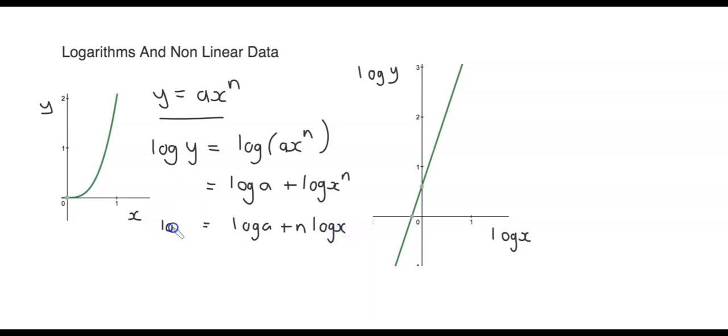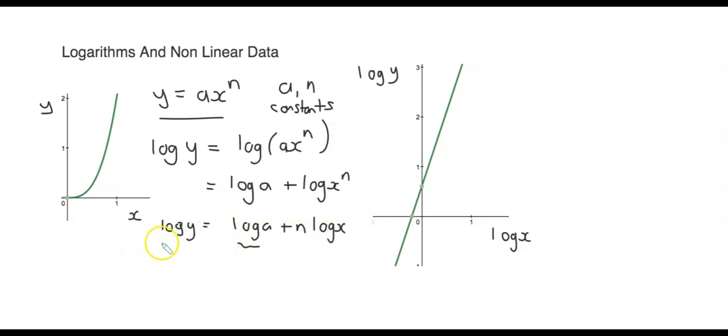So here's our equation now. We have log of y is equal to log of a plus n log of x. Okay. Now we said earlier that a and n are constants. So therefore, if a is a constant, then log of a is also a constant. But x is still a variable and n is a constant.